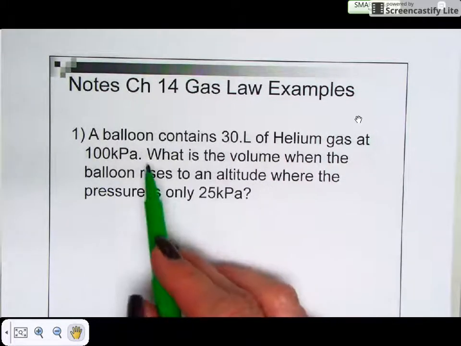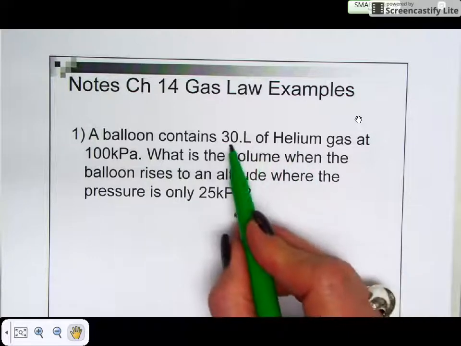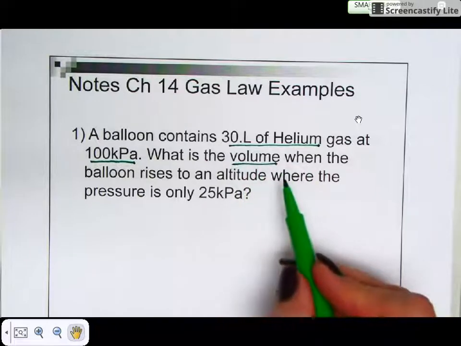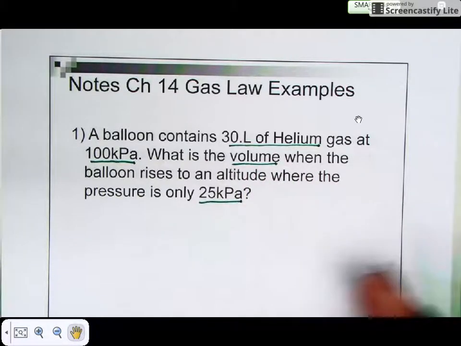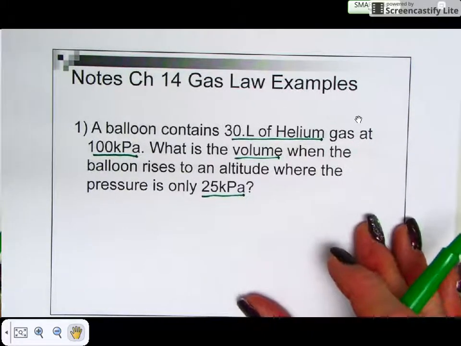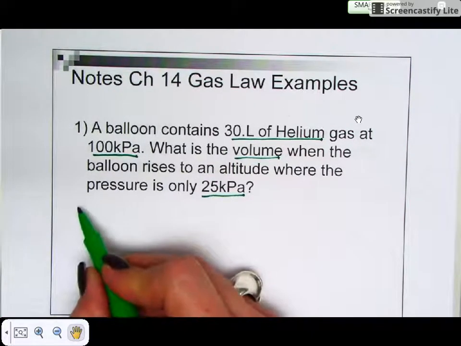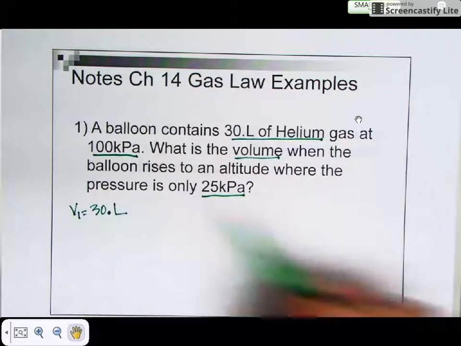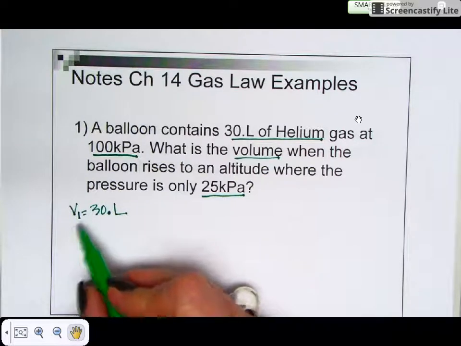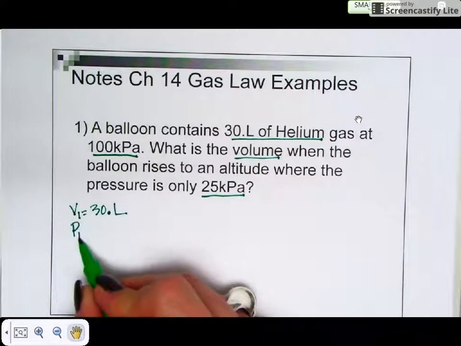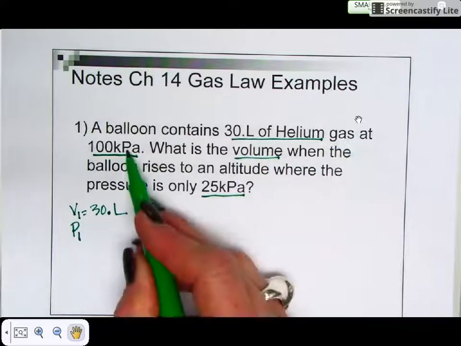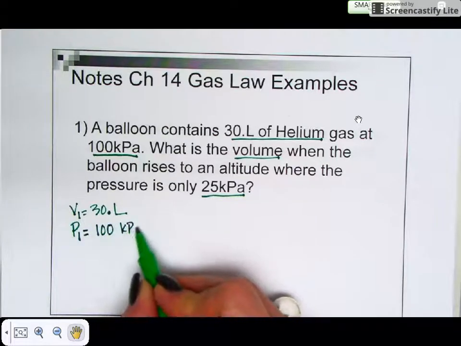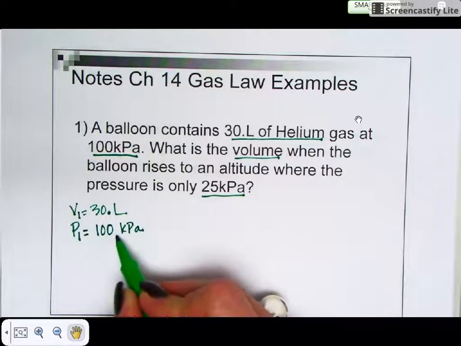This again is from your notes examples, just to give you a little extra practice in case you need it. Number 1 says you have a balloon that contains 30 liters of helium gas at 100 kilopascals. What is the volume when the balloon rises to an altitude where the pressure is only 25 kilopascals? So let's label our givens. We see 30 liters, which is a volume. We're going to call that V1. Notice there's a decimal, so that means it has 2 sig figs. Then it's at 100 kilopascals. That's a pressure unit, and the 30 liters is at 100 kilopascals, which means they go together, P1 and V1. Also take note, there's no decimal on this number, so it only has 1 sig fig.